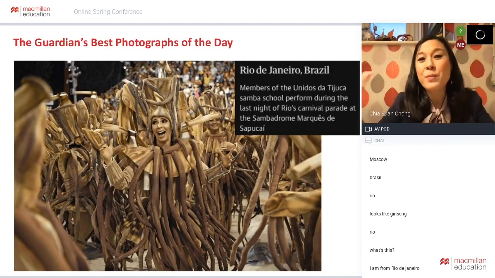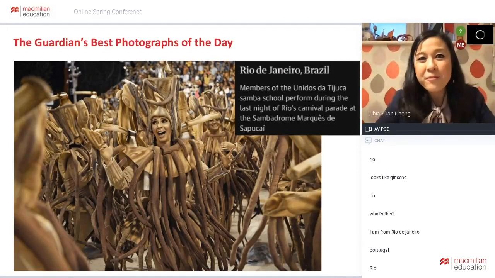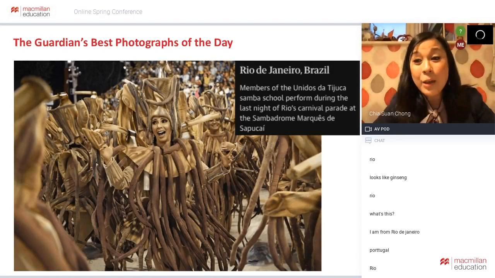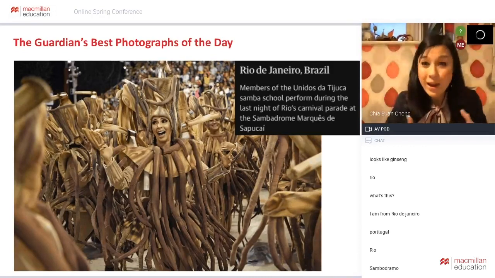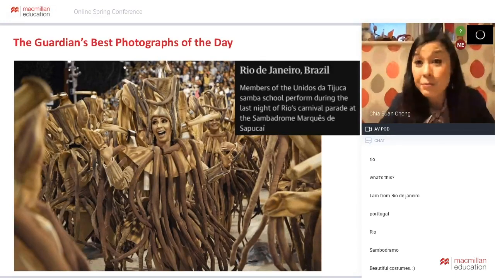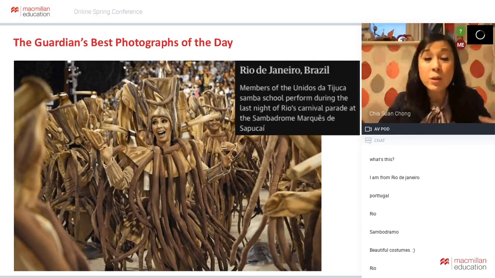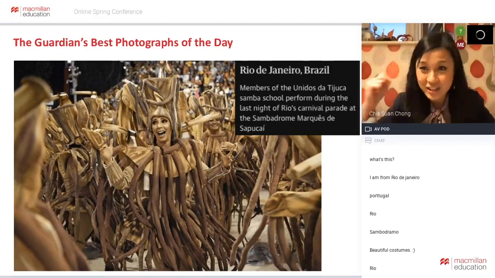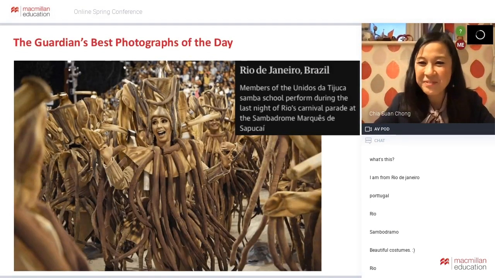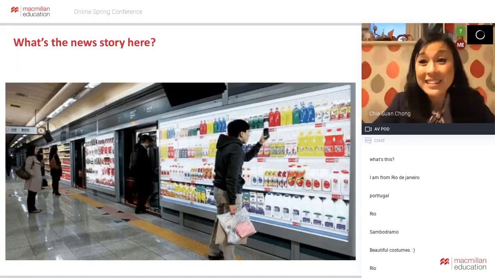And this is members of a particular samba school performing during the Rio Carnival Parade. Like one of you mentioned, this is a great way of motivating students to research and even possibly present and do individual or group presentations in front of the class about what they find out. Offer them a range of carnivals, pick one that you find interesting, research it, present it to the class. An absolutely colorful and motivating way to add color to your class.